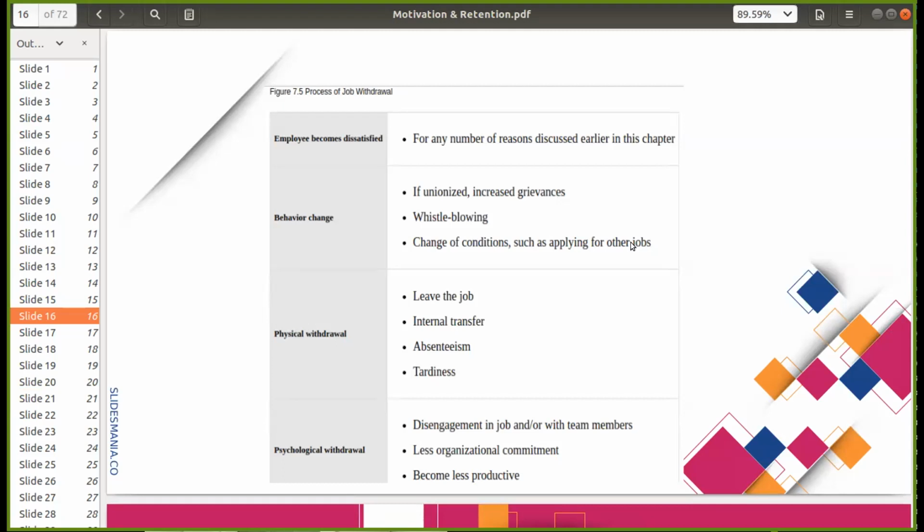Then pag hindi niya talaga naiwasan yung sitwasyon niya, ayan na. Psychological withdrawal, pag tingin niya rin ay may papalit na trabaho para sa kanya, may fallback na siya, ayan na, wala na siyang pakialam. Disengagement in job or with team members, less organizational commitment, and becoming less productive.